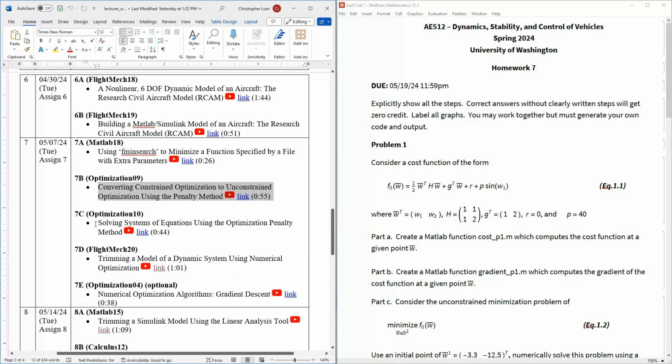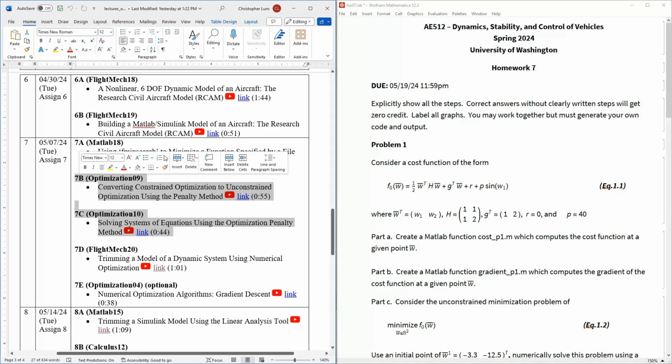The next video looks at how we can actually use that optimization penalty method to now solve systems of equations using that approach. So again, these two, you can think about this from a pure mathematical perspective. There's no engineering, this is just pure math, okay?